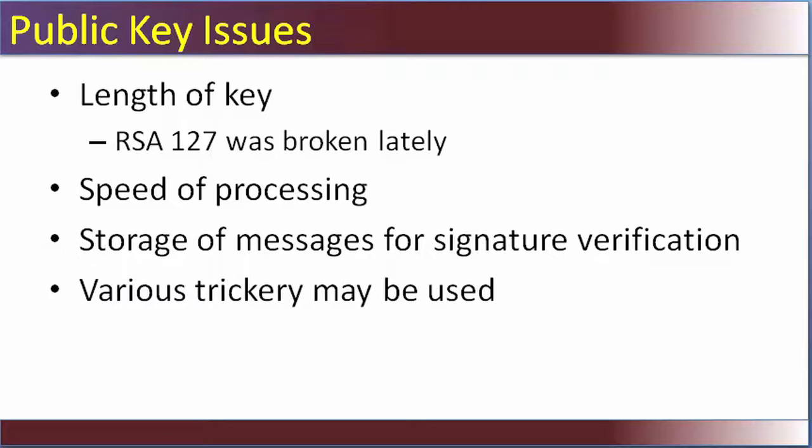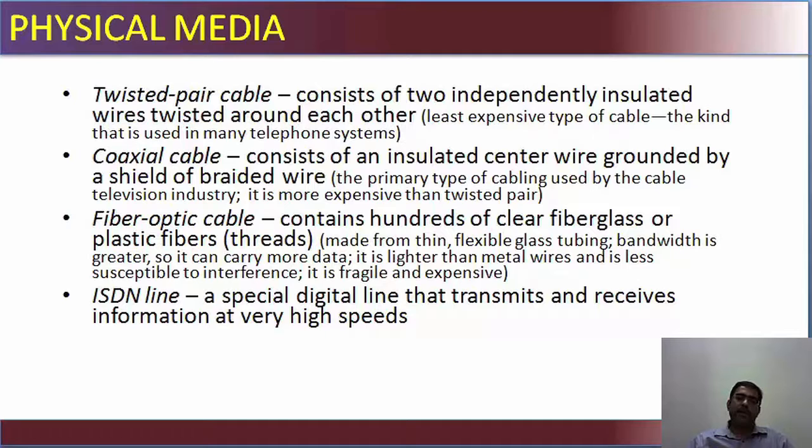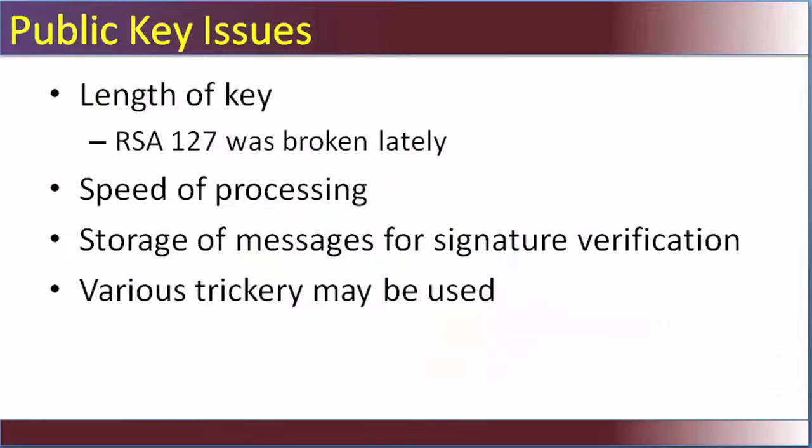Then you have fiber optic cable, which consists of hundreds of clear fiberglass or plastic fibers or threads. It is the media used more frequently nowadays, where data transmission is much faster. Then there is a kind called UTP, unshielded twisted pair, which is used in your Ethernet cables. Then there is the ISDN line, a special kind of digital line that transmits and receives information at very high speeds. ISDN lines are also more expensive.